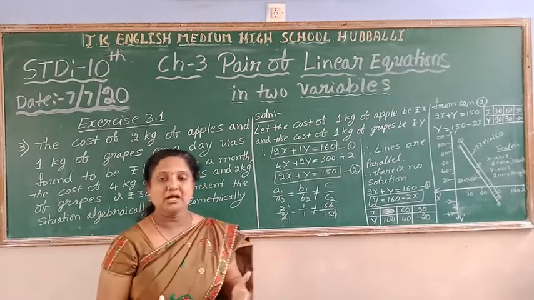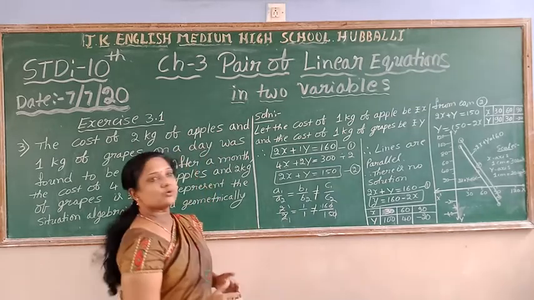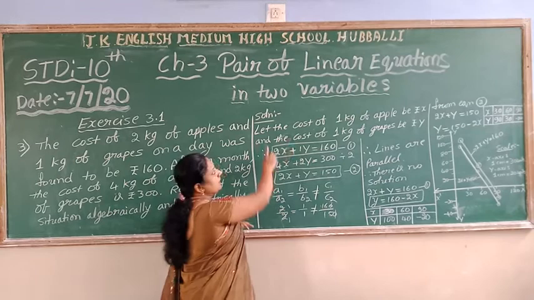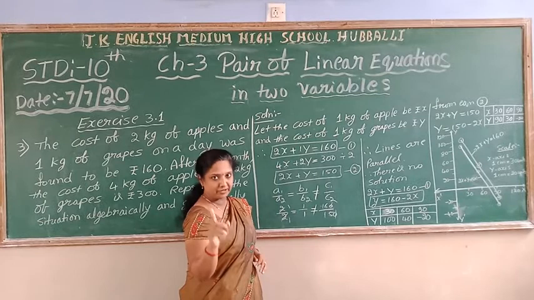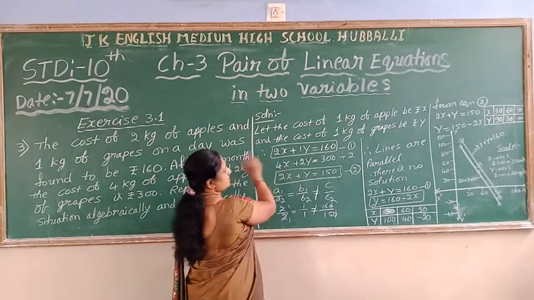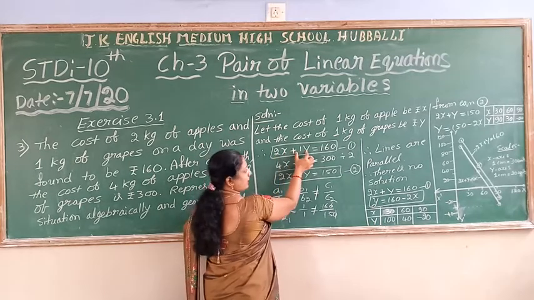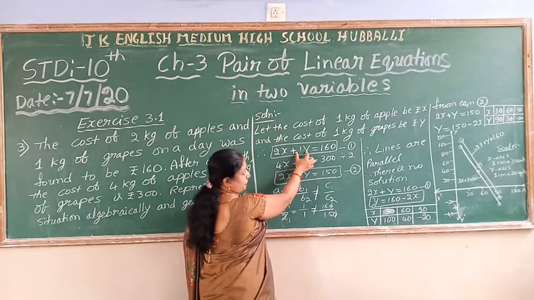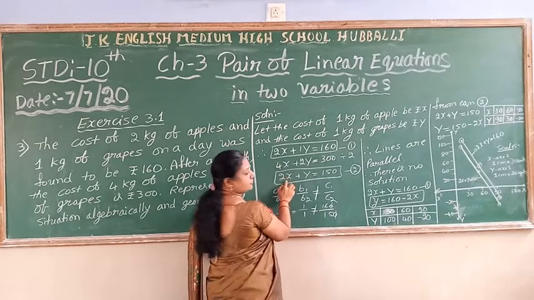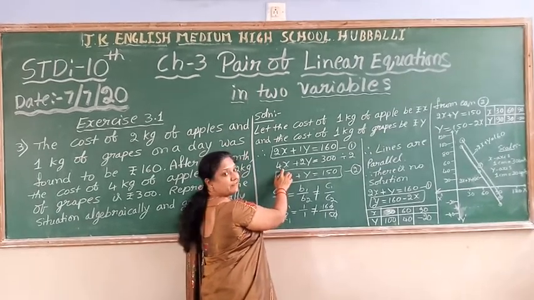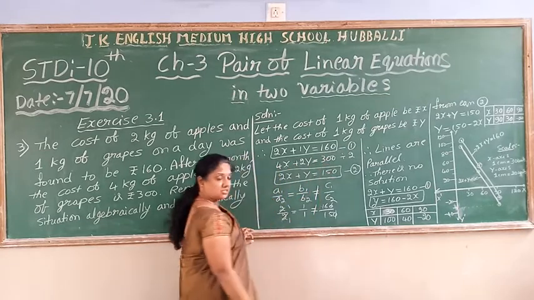Represent this situation algebraically and also graphically. According to the statement, let the cost of 1 kg apple be rupees x and the cost of 1 kg of grapes be rupees y. Then 2 kg of apple cost is 2x rupees plus 1 kg of grapes cost is y rupees, equal to the total amount of 160 rupees. In the same way, after 1 month, 4 kg of apple and 2 kg of grapes: 4x plus 2y is equal to 300 rupees, total cost.